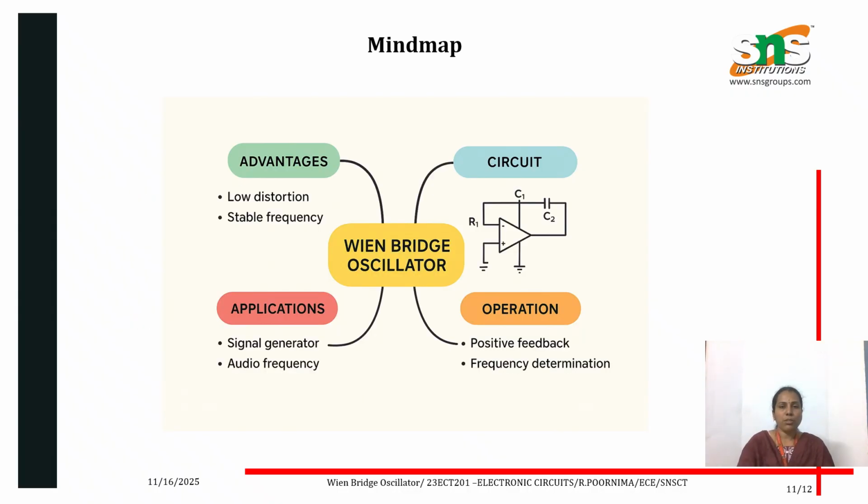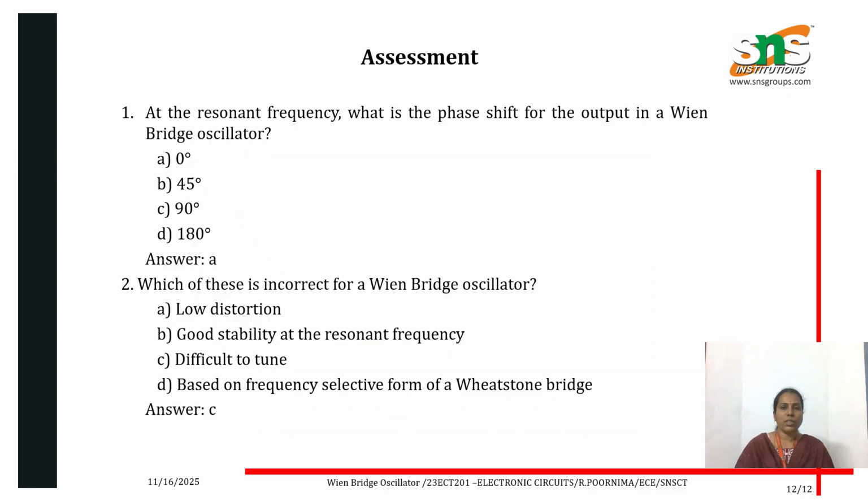The mind map shows the important concepts of Wien Bridge oscillator. The circuit consists of an RC bridge network and positive feedback, and low distortion and stable frequency are the important advantages, and applications are signal generators and audio frequency generators.